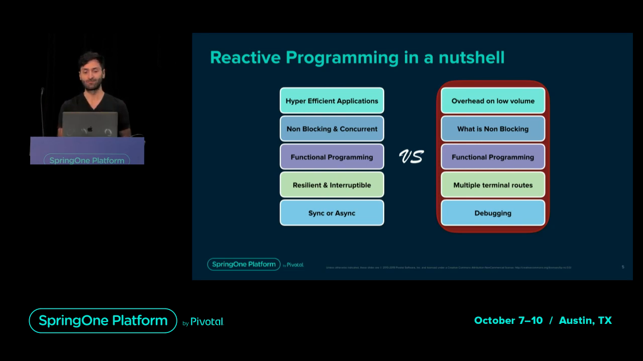So that's what we know about reactive programming, and usually when people think about that, they match it with very big defaults. When we create hyper-efficient applications, in our mind, what we tend to also think about is that it is actually adding a lot of overhead for low-volume applications. Same for what we think is non-blocking. It's very difficult to find exactly what is non-blocking. We'll see what I mean by that.